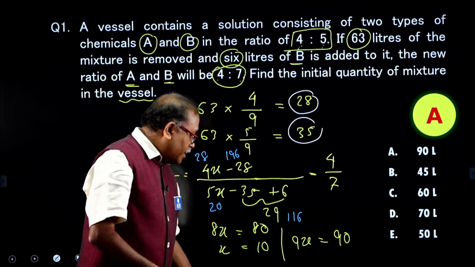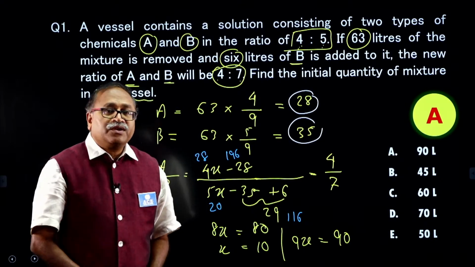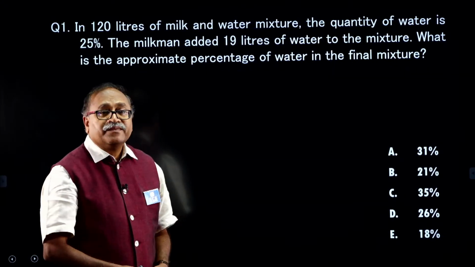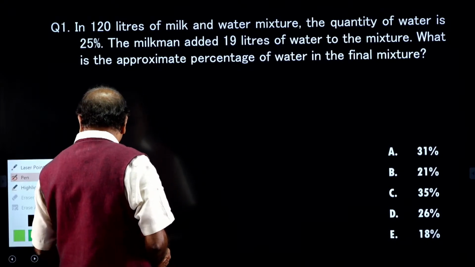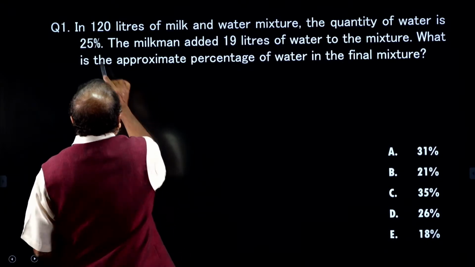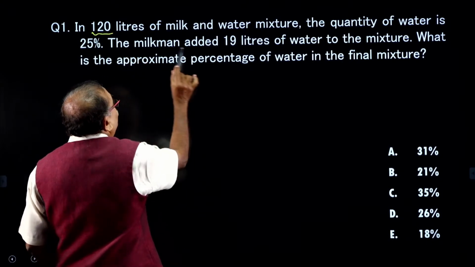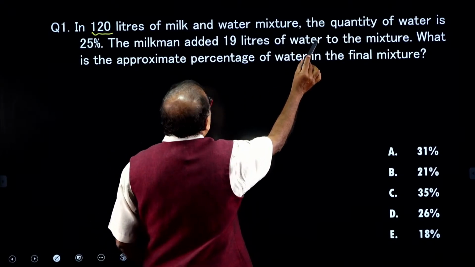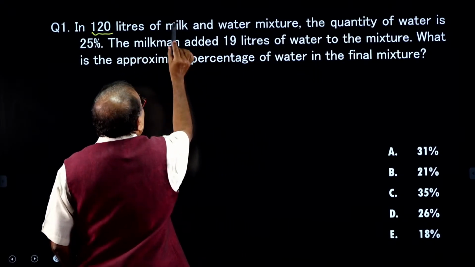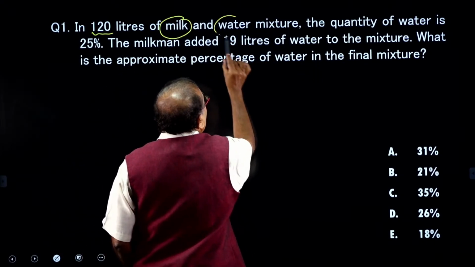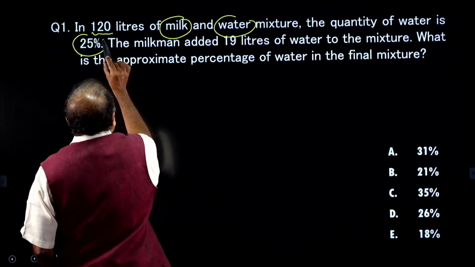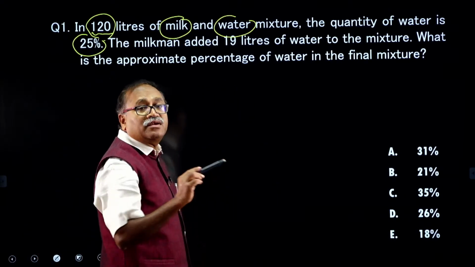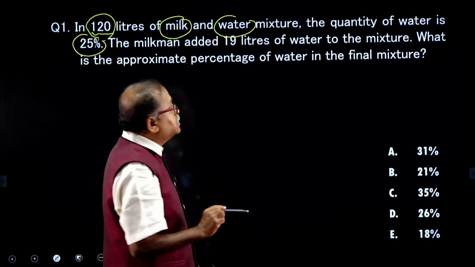Done. Okay. The next question on the board is this. Let us try to answer this question. I will read the question and then I will give 30 seconds for you to answer it. So, 120 liter of milk and water mixture. So, this 120 liter is the mixture of the milk and water. The quantity of water is 25%, that also given to us. In this 120, water is 25%.